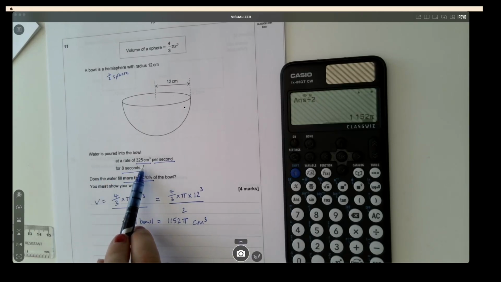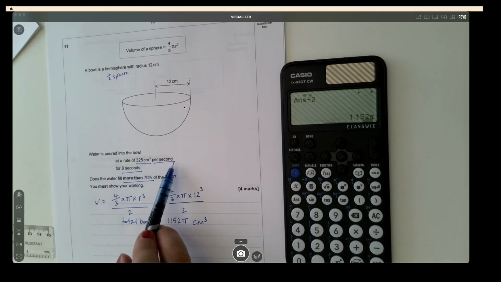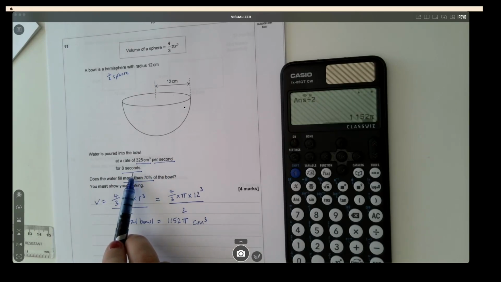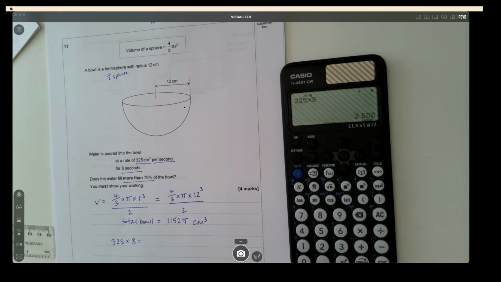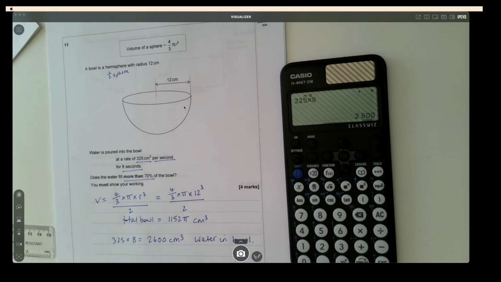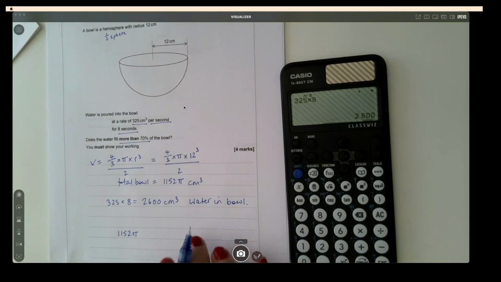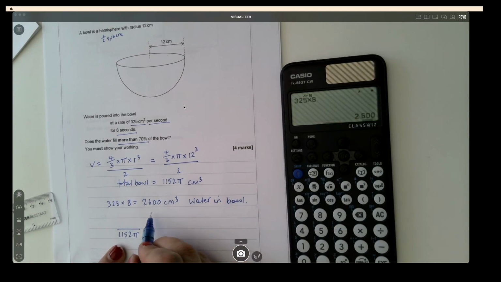If water's poured into the bowl at a rate of 325 centimetres cubed per second for 8 seconds, let's find out how much water's been poured in. So 325 times 8. So 2,600 centimetres cubed of water is going into the bowl. So now we're going to find out if that's more than 70%. So the total amount of water that the bowl can hold is 1,152 pi. The actual amount that's going into the bowl is 2,600 centimetres cubed.